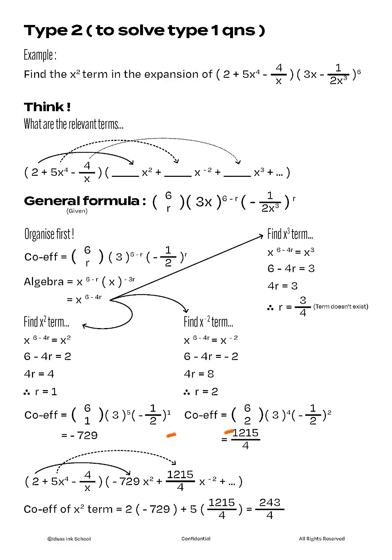Since we already have the x squared and the x to the power minus 2 term, we can just resume type 1. We are going to choose the correct binomial expansion terms to get the x squared term that the question is asking us for in the first place. So we're going to take the 2 multiplied by the negative 729x squared to get the x squared term. And we're going to take the 5x to the power 4 multiplied by the 1215 over 4 x to the power minus 2 in order to get the x squared term as well. So once we add these two coefficients up, you are going to get the answer.